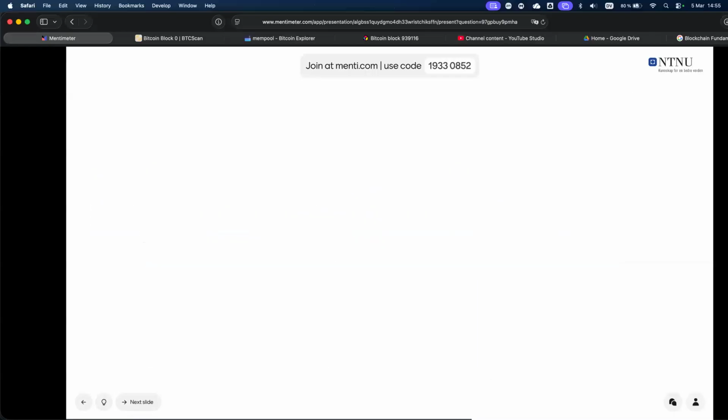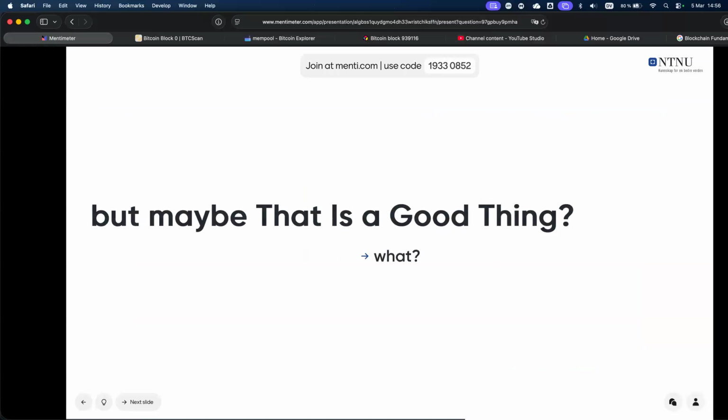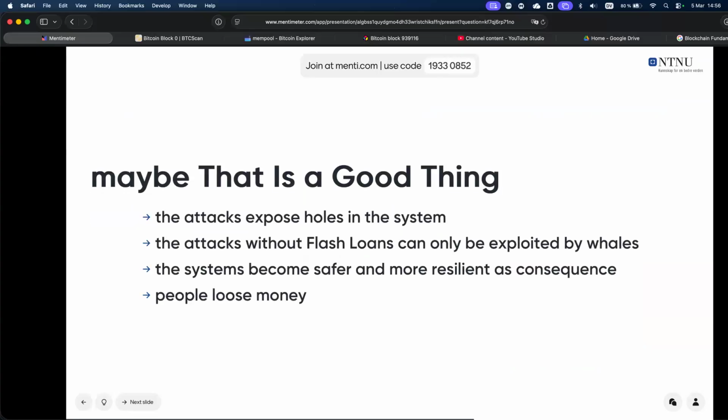So flash loan attacks are responsible for like half of all the hacks that happened in the crypto space, right? So you may say they should be banned. They are a really bad mechanism, right? But actually, maybe it is a good thing. Maybe the ability for anybody, any kid, to expose the flaws in a system makes the system better, more resilient, and actually fairer. The attackers always expose holes in the system, which need to be fixed.